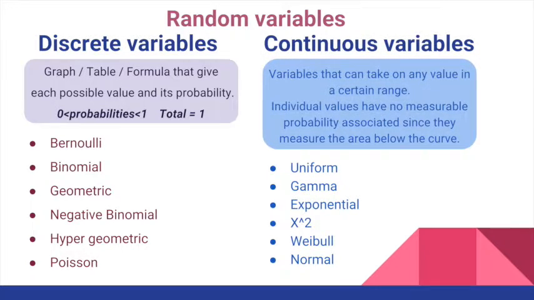Continuous variables are the ones that can take on any value in a certain range. Individual values have no measurable probability associated since they measure the area below the curve. The types of these distributions we can find are uniform, gamma, exponential, chi-square, Weibull, and normal.